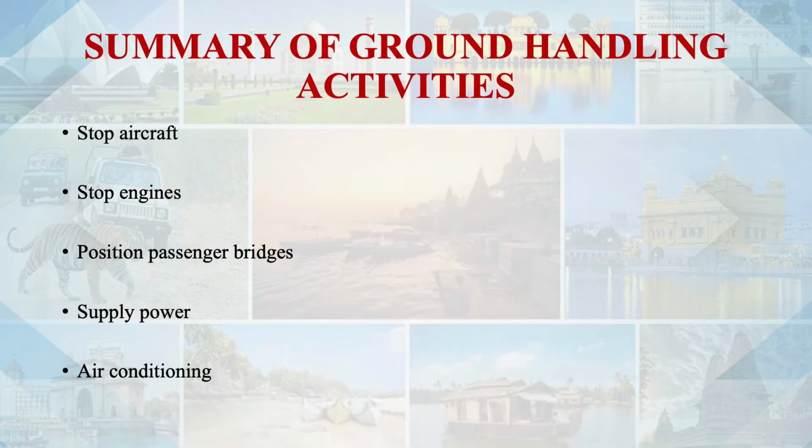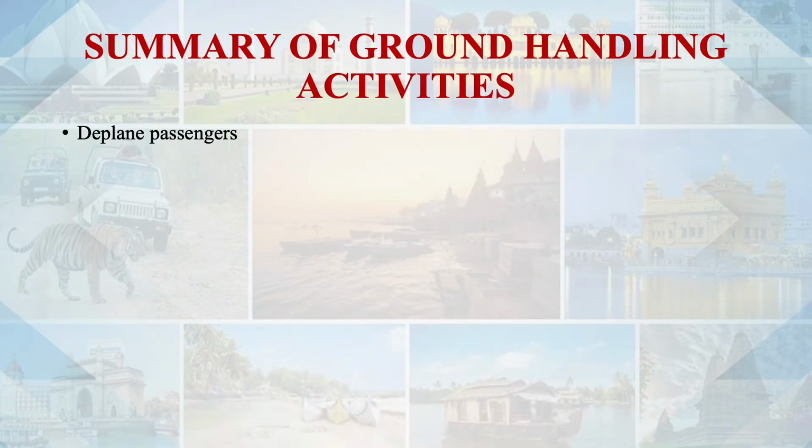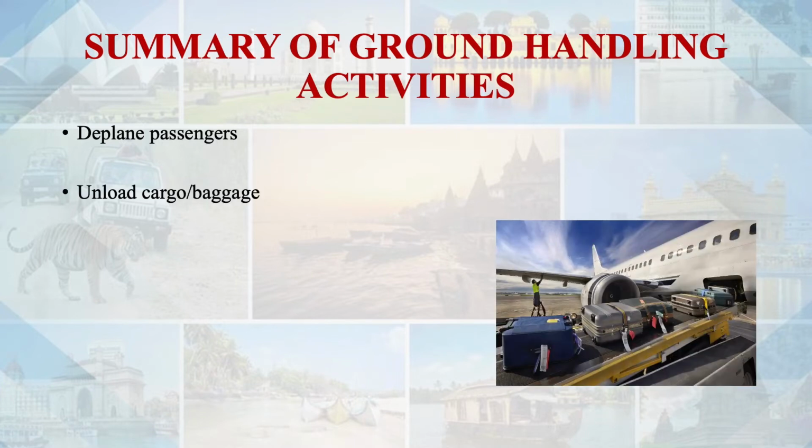The passenger deplaning is an important activity. Then the cargo and baggage have to be unloaded. So there will be vehicles and other things waiting for that. Once it is landed, once it is parked, they will open the bulk area where the cargo and the baggage are stored, and all the things that are supposed to be offloaded, they'll take out, they'll keep in the vehicle, and the vehicle will move to the terminal area wherever it is supposed to be transported to.